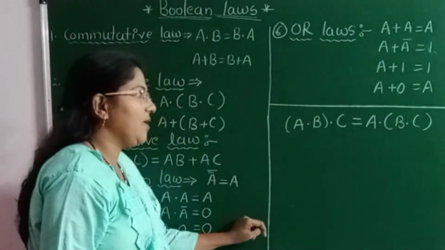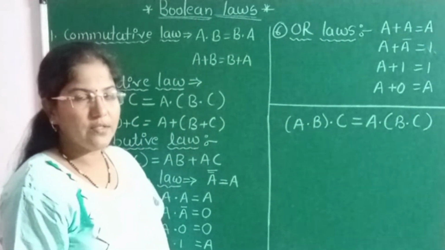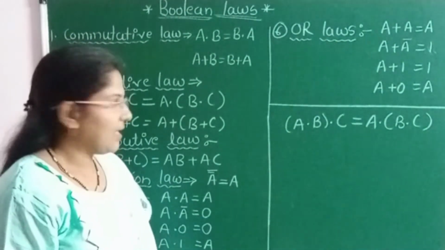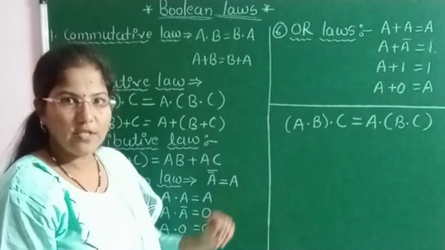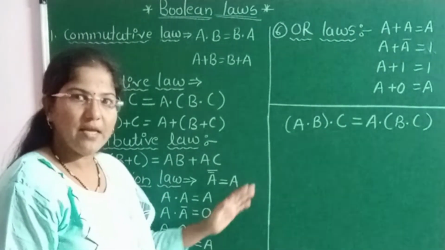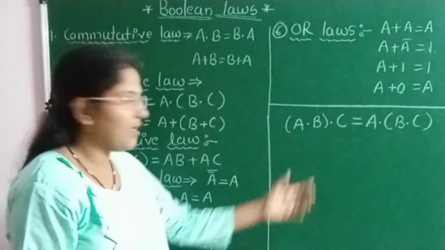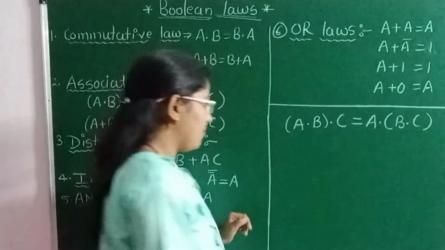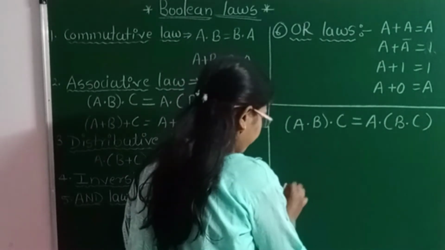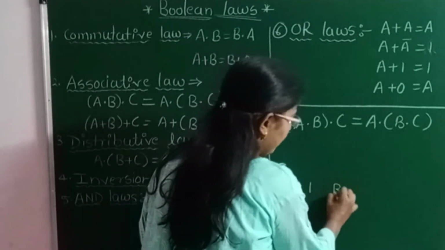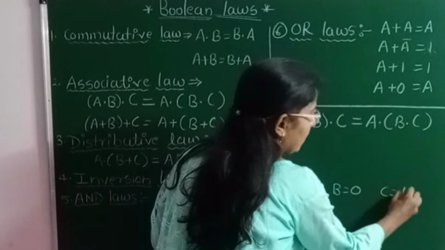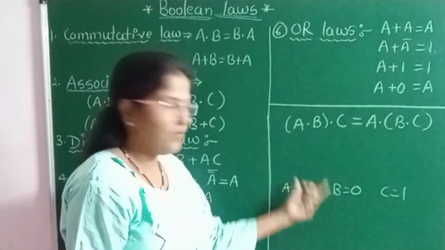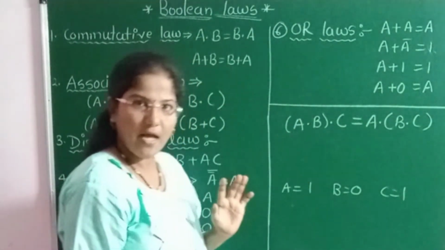Now see, actually here it contains three variables. So total possible combinations of the values will be 8. But here I will consider only one possibility. So you can do it for the remaining 7 and check whether the LHS is equal to RHS. So consider, suppose the value of A is equal to 1, B is equal to 0 and C is equal to again 1. So I will consider this possibility and we will check LHS is equal to RHS.